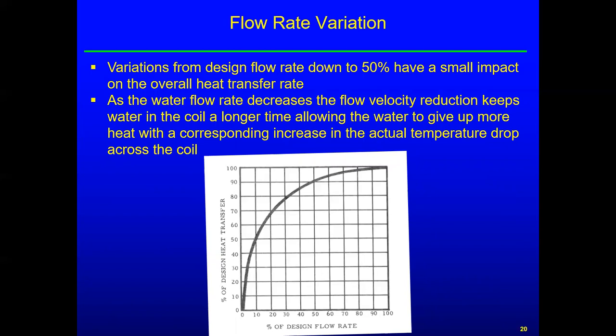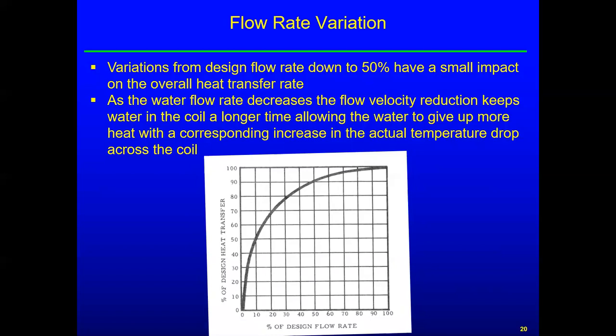So these are more comments on it. I've probably run ahead and already said everything. Variation in design flow rate down to 50% has a small impact on the overall heat transfer. But when you get to the low end, we'll see what's happening. What causes this effect is, if you cut the flow in half, you double the residence time for the water in the coil. And so the delta T on the water goes up because it spends twice as much time in the coil, and so you get more heat out of it.